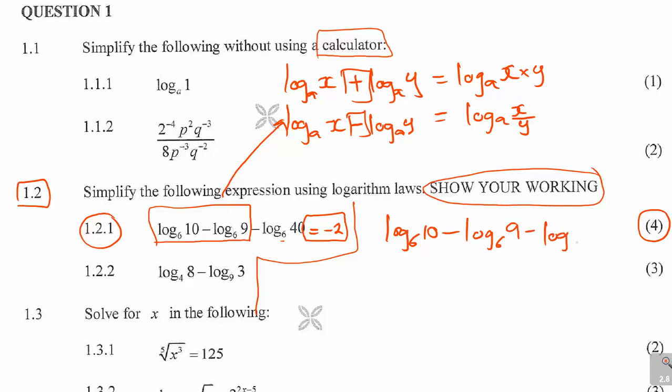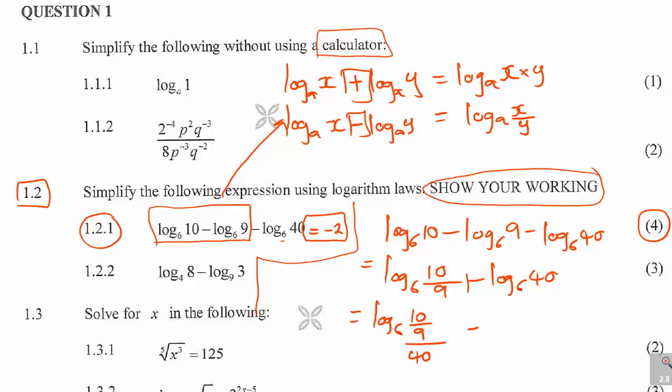minus log base 6 of 40 is equal to, as I said, you're starting with the first 2, which is log base 6 of 10 over 9. Are you getting that? And then minus log base 6 of 40. Then you continue, which is equal to log base 6 of, now 10 over 9 can't be simplified, you say 10 over 9. Now this next minus that you are having, it will be again over, we have got 2 divisions now, which is again over 40.